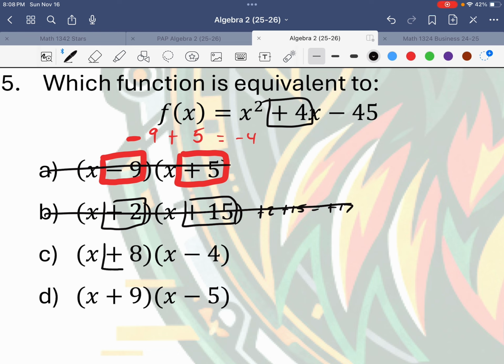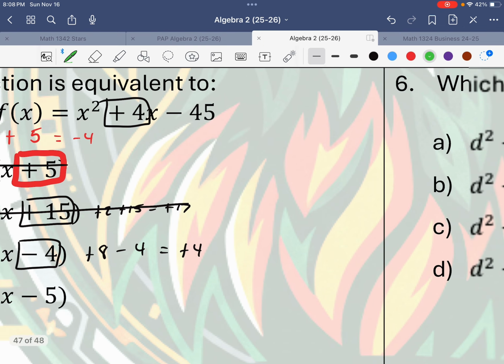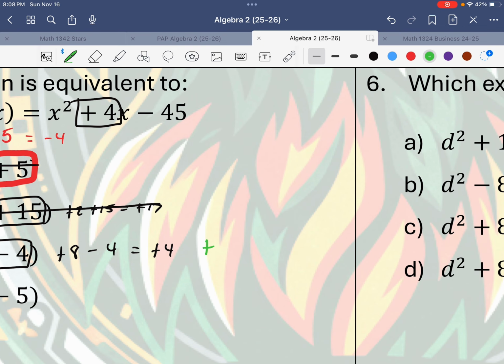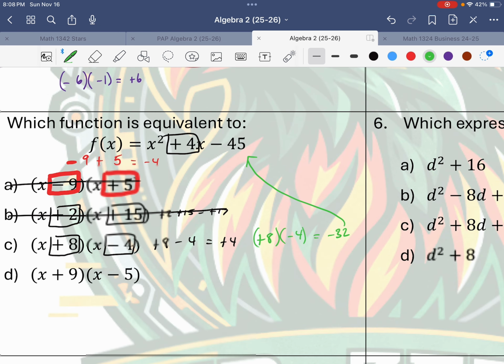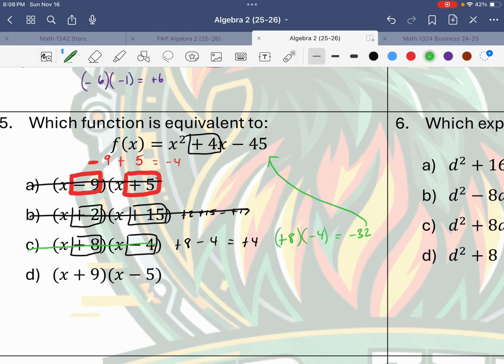The next one has a positive 8 and a -4. That gives you positive 4. So that works, right? But check the final test. Don't be lazy. If you were to multiply those numbers now, a positive 8 times a -4, that gives you -32. I'm looking for a -45, which makes these two numbers incorrect.